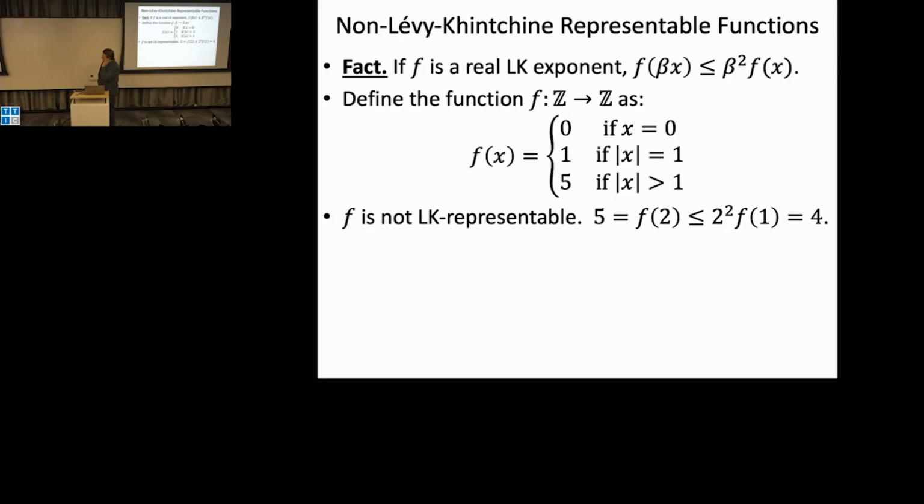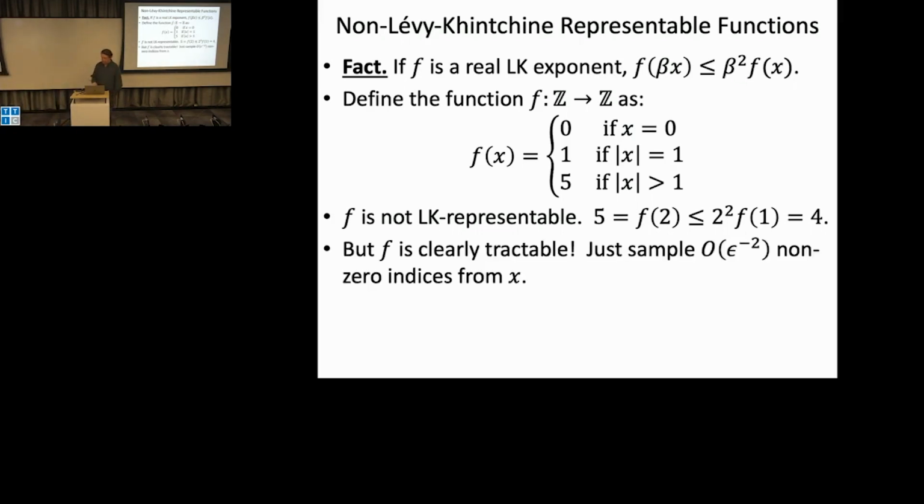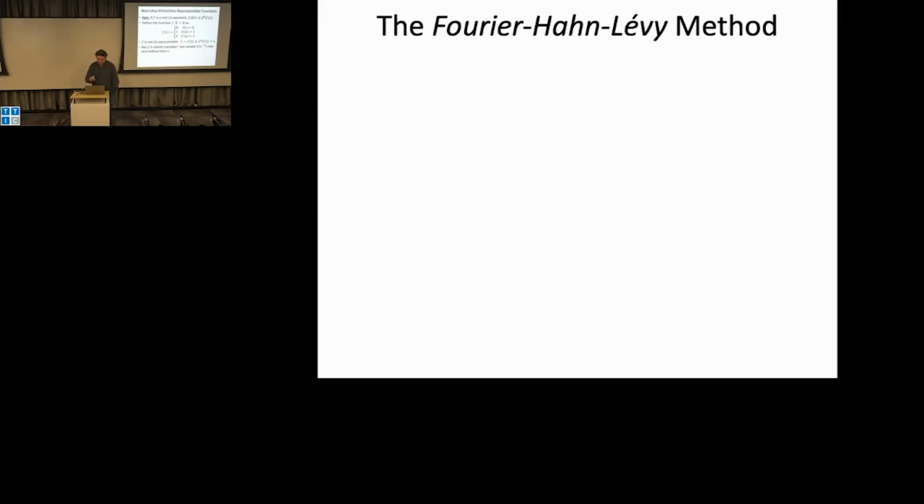This function is not Levy-Khintchine representable because of this fact here. It says f of 2 can't be more than 2 squared times f of 1, but it is. Okay, so we're screwed, basically. We came up with a simple function that just breaks the whole conjecture. So what do we do in this situation? Here we'll have what we call the Fourier-Hahn-Levy method, and it's a way to fix this problem and other problems.